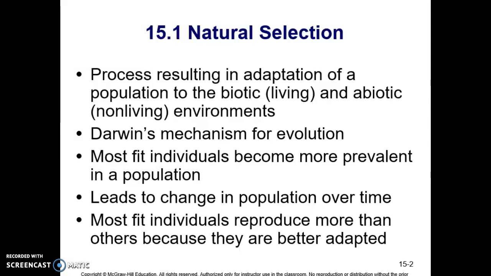And the reason you're getting more resources is because you have some kind of advantage in that environment. And of course, this increase of more prevalent fit individuals leads to change in the population little by little over time. Because again, the most fit individuals reproduce more, and so there's going to be more of their offspring in the next generation, and they will look similar to the parents.